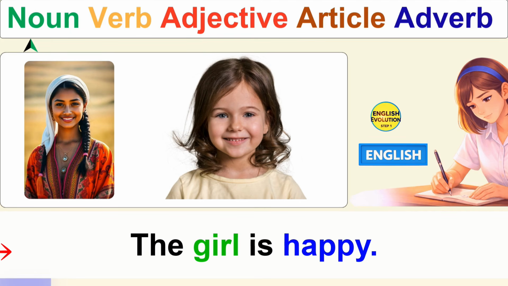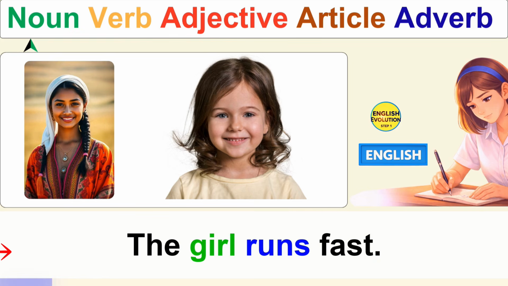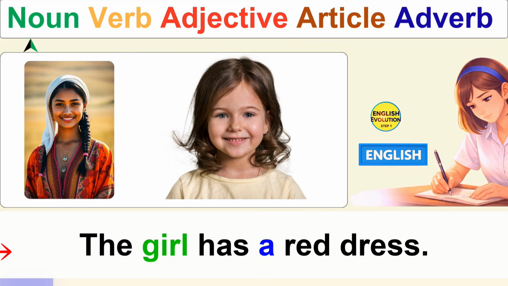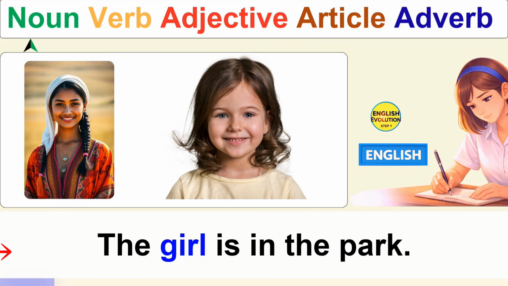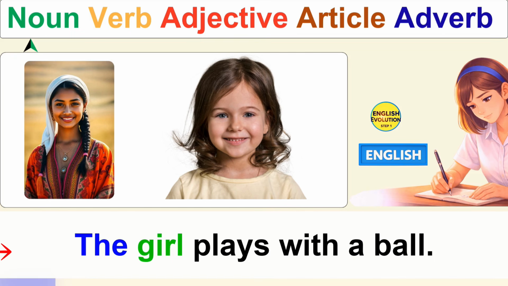Here are 5 simple sentences with girl. The girl is happy. The girl runs fast. The girl has a red dress. The girl is in the park. The girl plays with a ball.